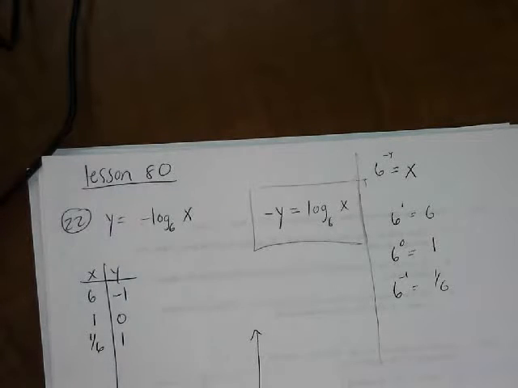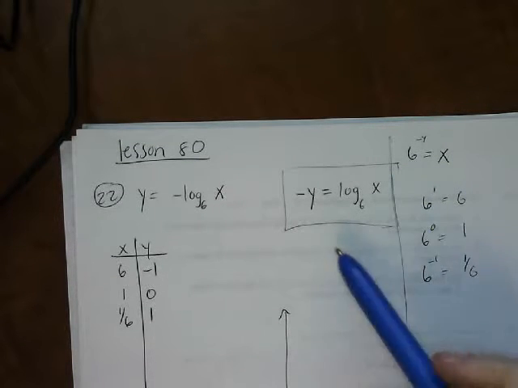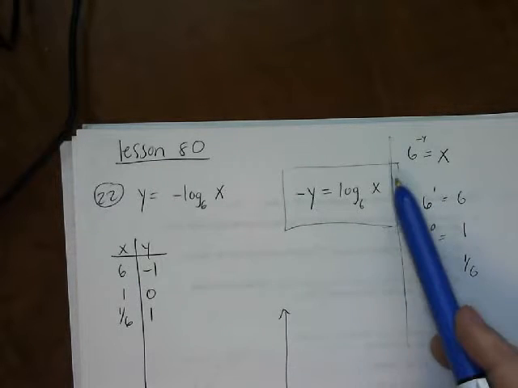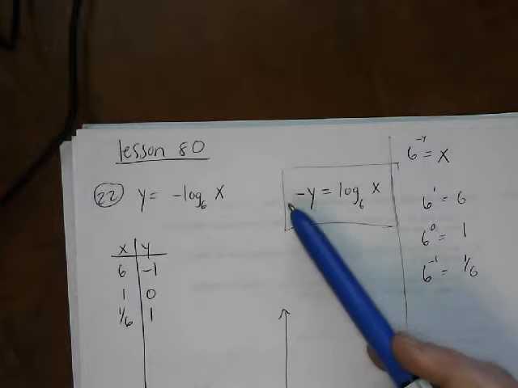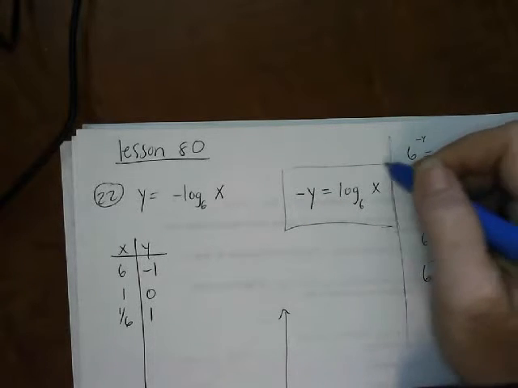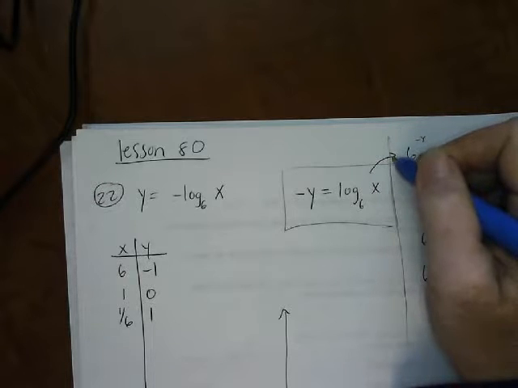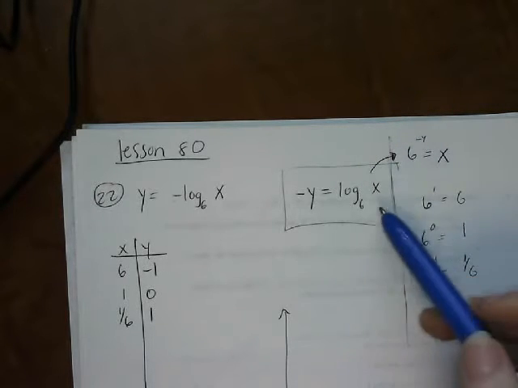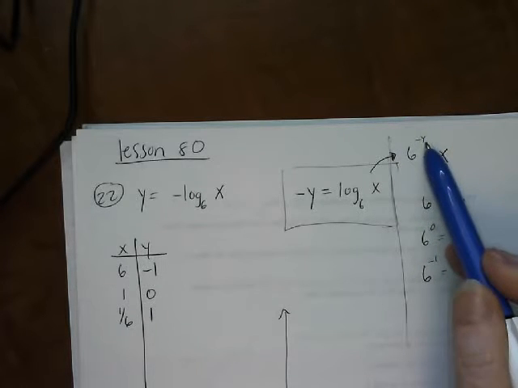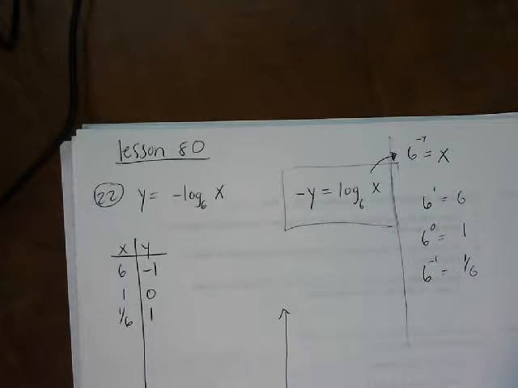because I realize now that really all we have to do is we can make a t-table right here and just plug numbers in for y. Like, okay, I brought this over here. Now it's the exponential form, 6 to the negative y equals x. And I can plug numbers in for y and find out what x is.